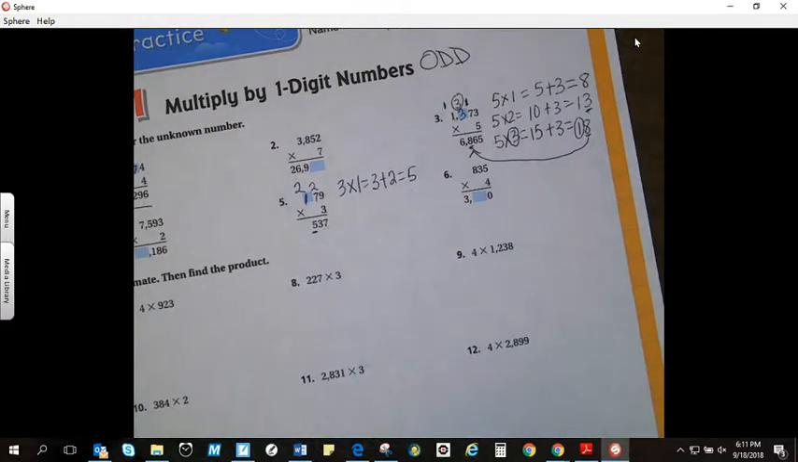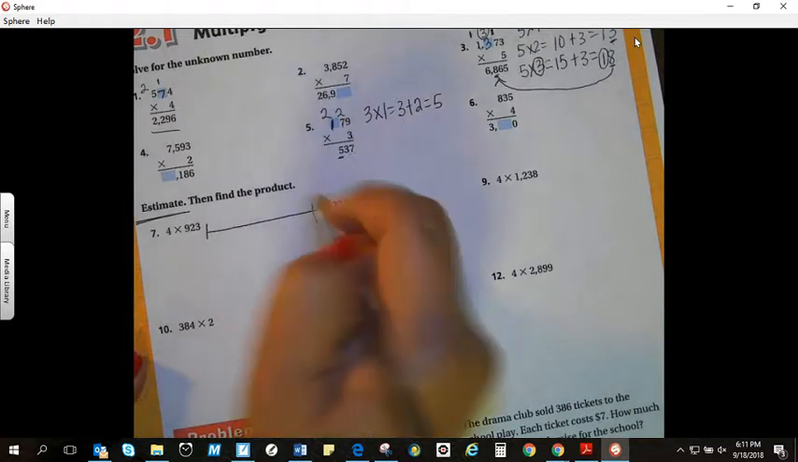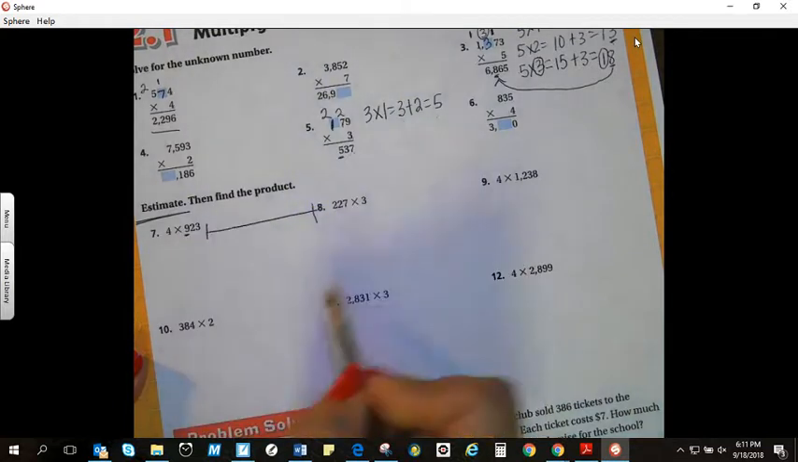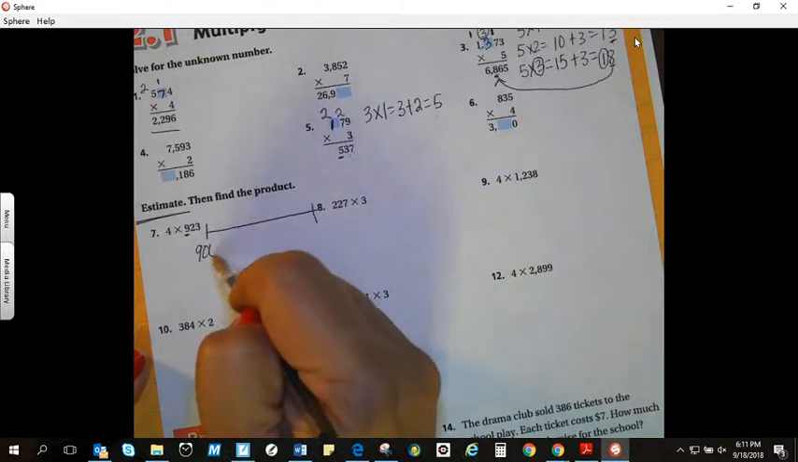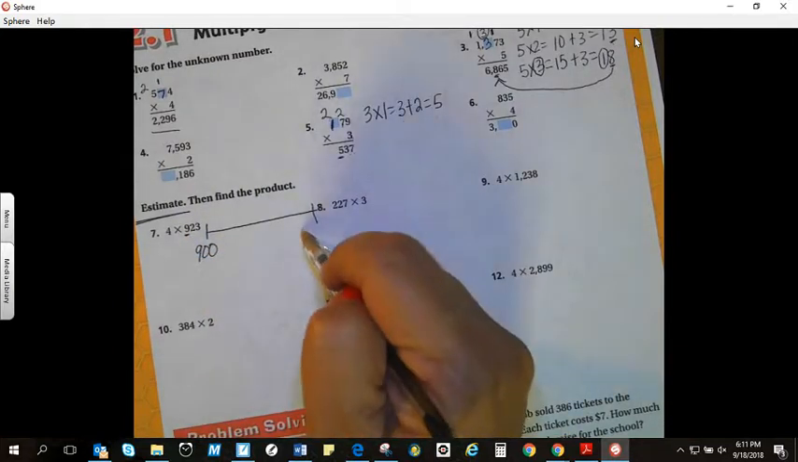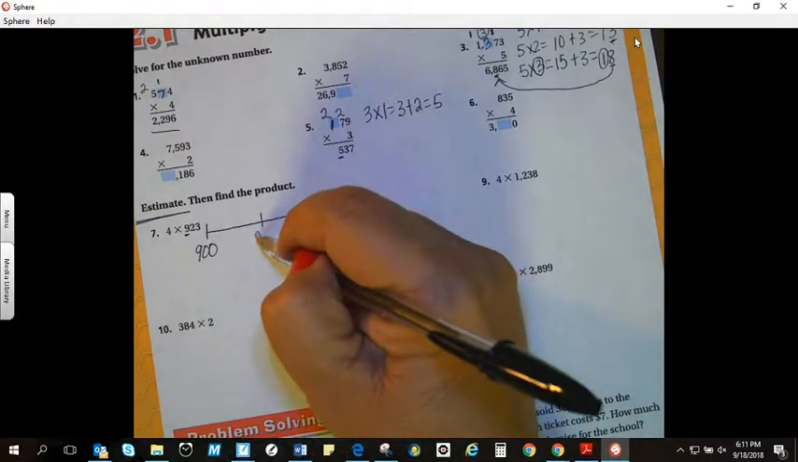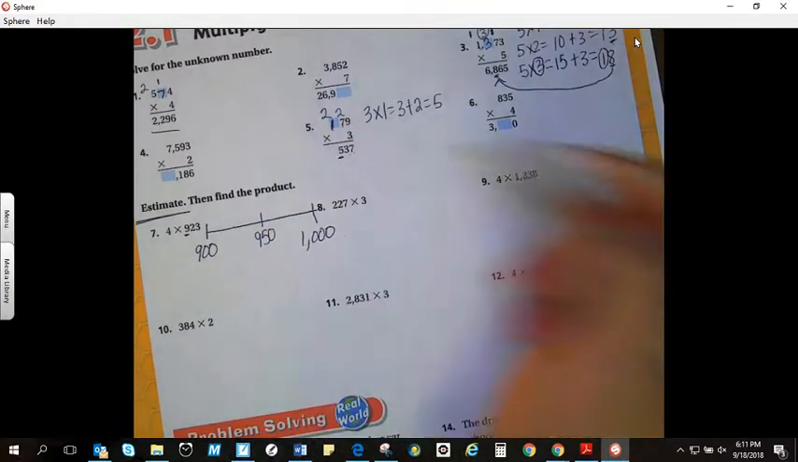Let's look at the next one. On this one right here, it says I need to estimate, then find the product. Okay, so remember, let's start off with this one first on a number line. And here I have my 900, so I'm going to make that at the beginning. So my next whole number would be 1,000 because that follows right after 900. In the middle is 50, so it's 950.